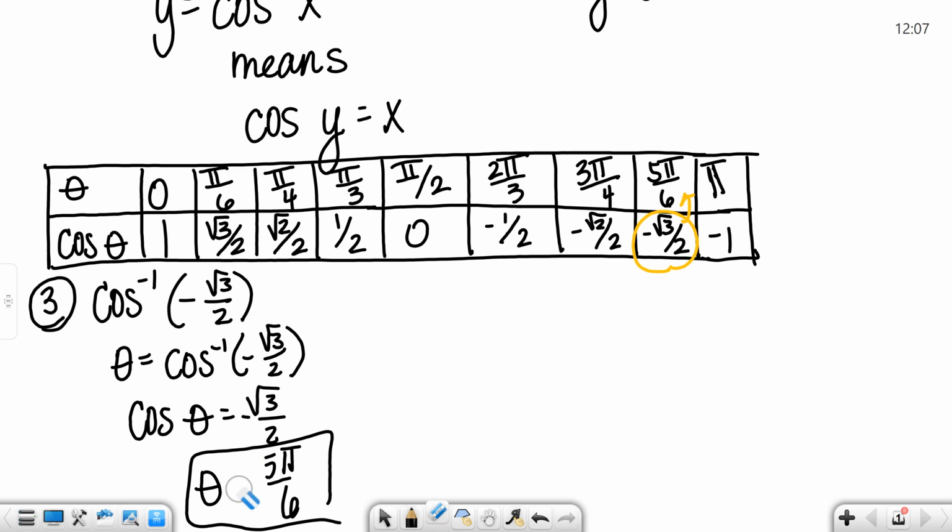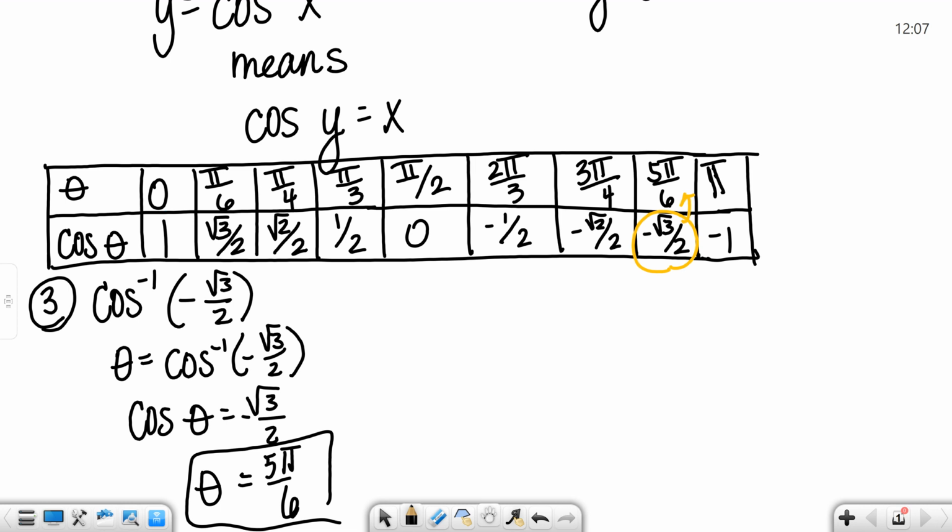I don't know why that looks so ugly. Okay? And we could do lots of other values, but the process is the same.